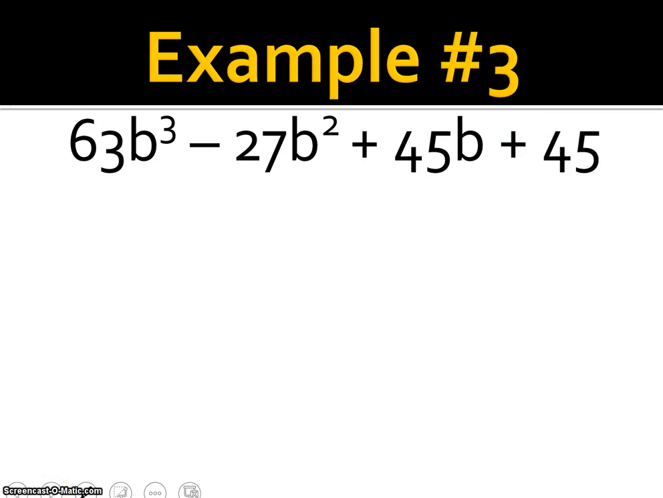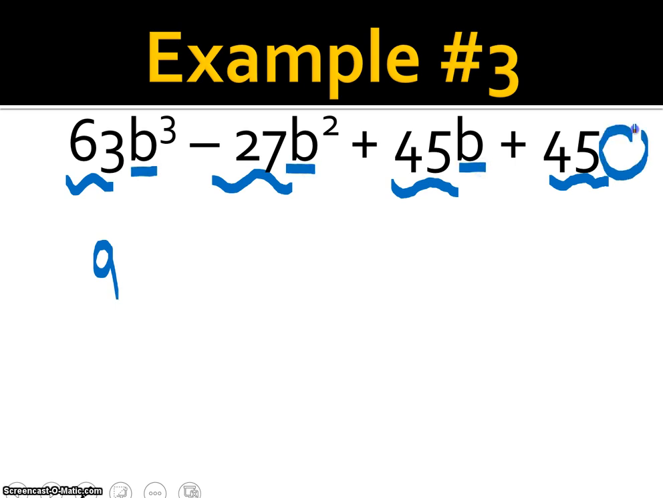Example 3. So we're getting much larger polynomials, but we still follow the same process. What is the greatest common factor of 63, 27, 45, and 45? Well, it's 9. So how many b's can I take out? Well, this one has a b, this one has a b, this one has a b, but this one does not. So you cannot take out a variable here.